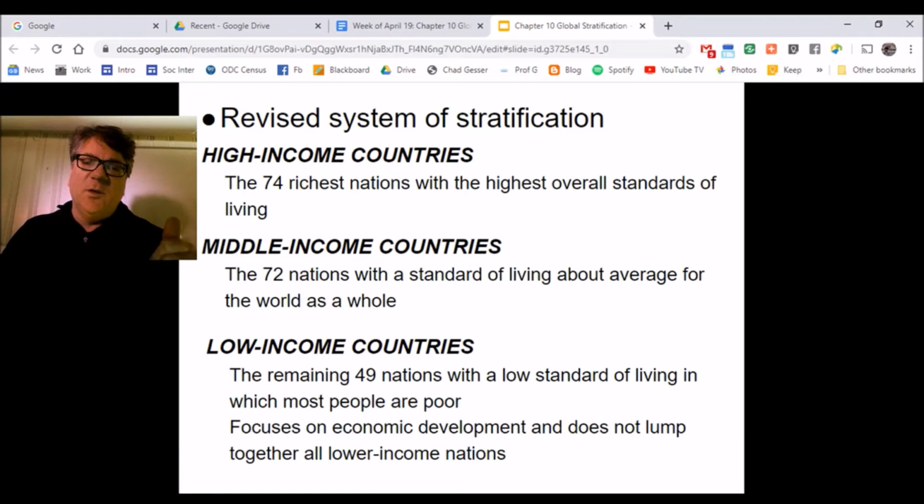In what regions of the world do high-income countries reside? In what regions of the world do middle-income countries reside? And in what regions of the world do low-income countries reside? So that's the first part of this. The second part of this, what is it that makes the difference between high, middle, and low-income countries? How are they similar? How are they different?